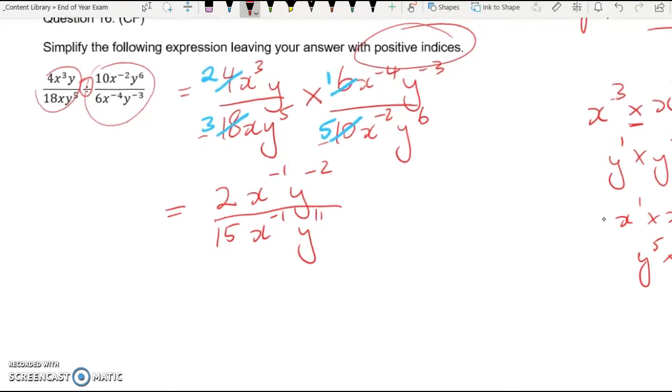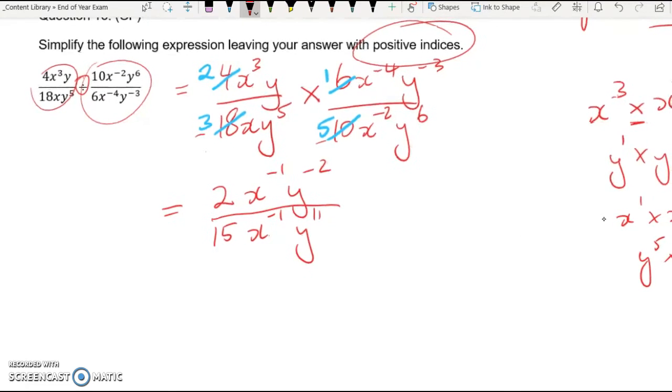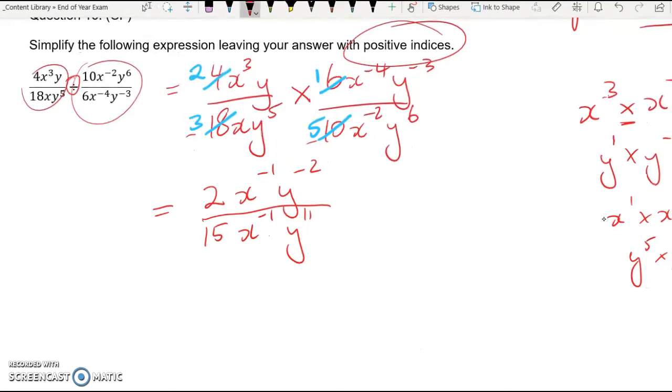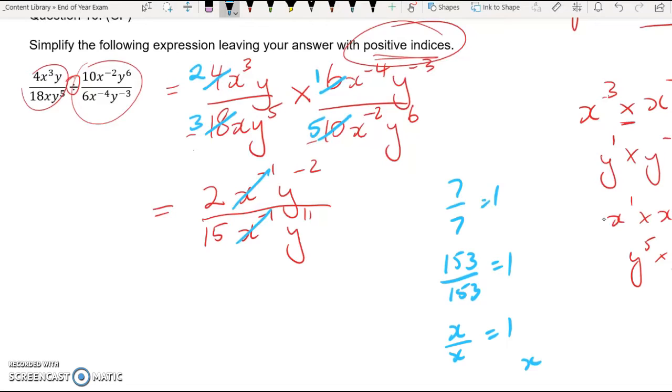Okay, so if we get to that stage, we've got a fair bit of progress done there. The last thing for us to do is to simplify that as much as we can, remembering positive indices. Now if we just have a look here, we've got x to the power of negative 1 on top and x to the power of negative 1 on the bottom. They cancel out. If you've got any number, like 7 over 7 is 1. You've got 153 over 153, it's 1. So if you've got x over x, it's 1, and x to the power of negative 1 over x to the power of negative 1, that's also 1. So that whole thing cancels.